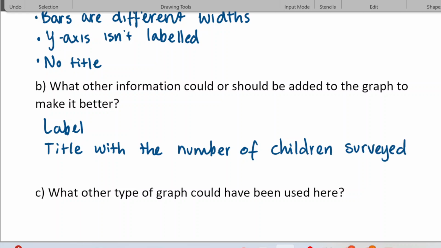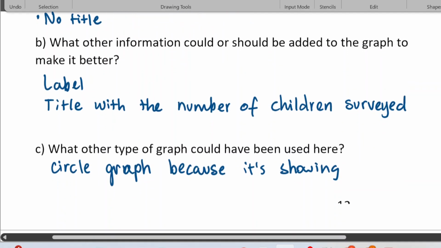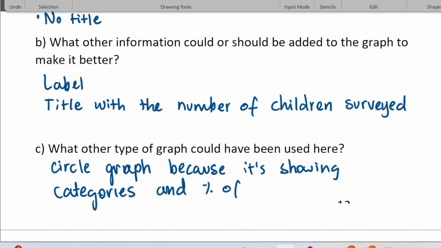What other type of graph could be used? We could use a pictograph here. We could also use a circle graph because this is a percentage of a whole. So a circle graph would be good because it's showing categories and percent of a whole.